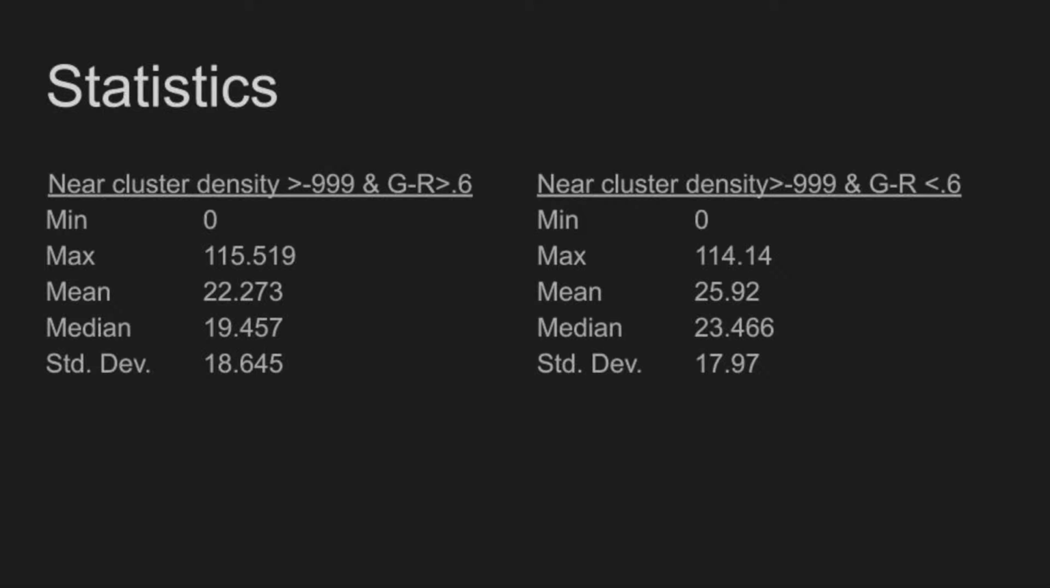We noticed that there were a large number of outliers in this dataset that did not have a distance to a near cluster. We decided to take out these outliers by changing the formula we structured the data with to near cluster distance greater than negative 999 with G minus R greater than 0.6 and near cluster distance greater than negative 999 with G minus R less than 0.6. We then analyzed the histograms and statistics for those two separate groups of data and compared those results.